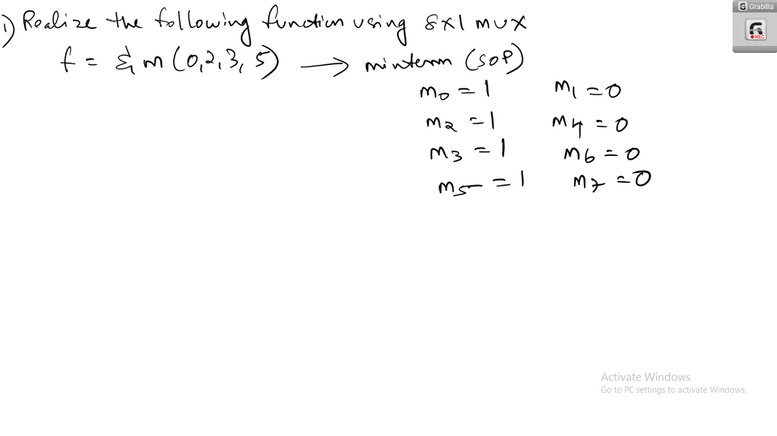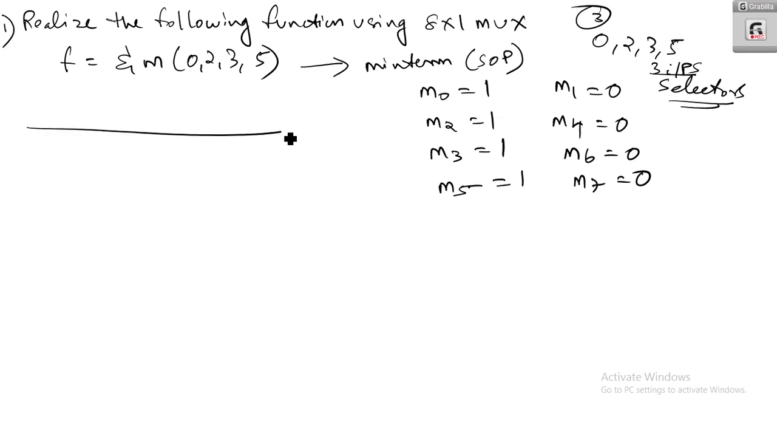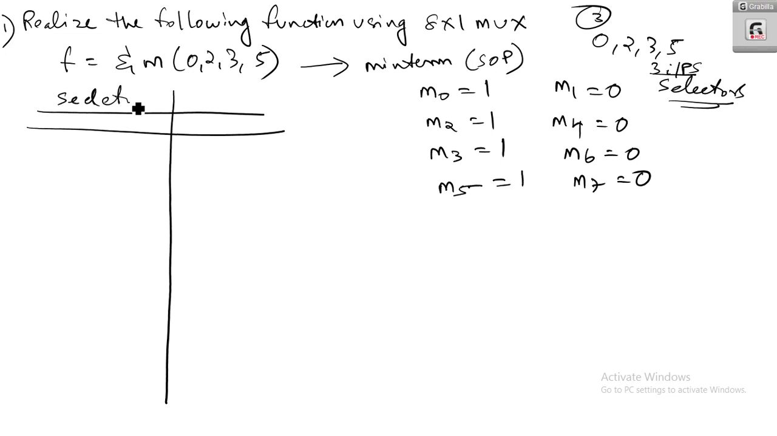Now coming into the truth table of this expression, how many inputs do you have for this 8x1 mux? To realize 0, 2, 3, 5, you should have at least 3 inputs. These 3 Boolean inputs you can choose as selectors. So I am choosing the selectors here, and the output I am taking as F.